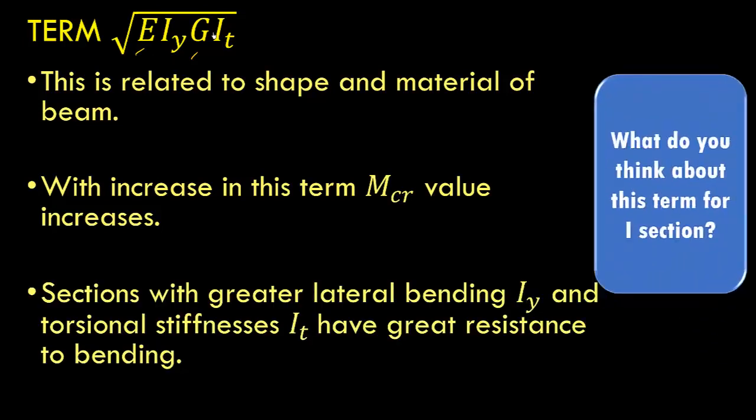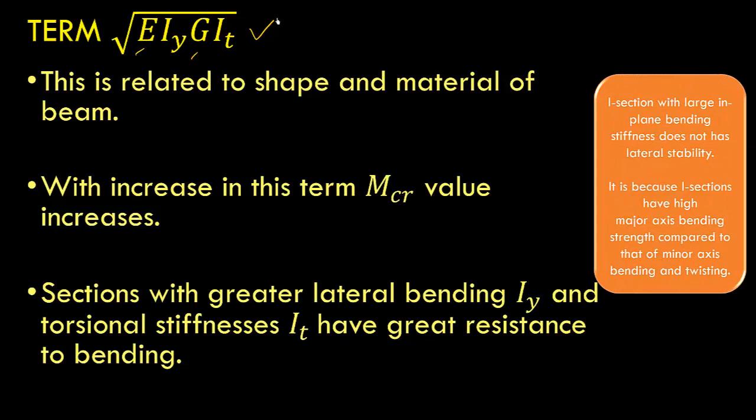Now I have a question at this point. What do you think about this term for an I section? Will it be large or small? If you remember, in an I section, as I discussed earlier, the I_y value is very small and the I_T value is also very small, and that's why we can say this term will have a smaller value. This means the I section is not good for providing resistance towards lateral torsional buckling.